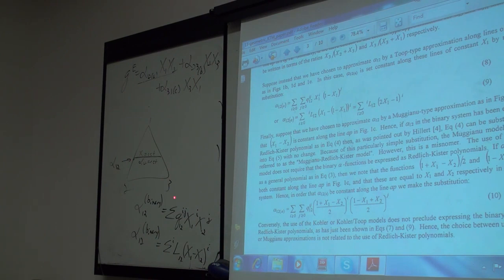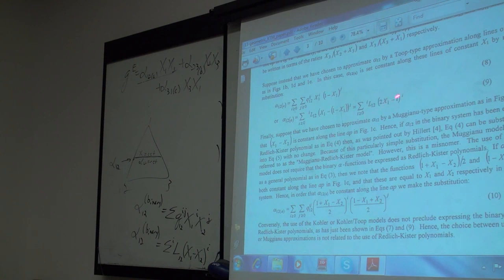Okay, so I take the alpha 1,2 binary expression, and I want to replace x1 and x2 here by something that remains constant along that line. Well, clearly along that line, x1 is constant, so x1 I don't have to replace by anything, and x2 I replace by 1 minus x1. Okay, so here's what I do. This expression, x1 times 1 minus x1, is clearly constant along that line, and it's equal to x1, x2 at that point. So for this expression, in the ternary system then, for alpha 1,2, I write that expression, and that will be constant along that line.